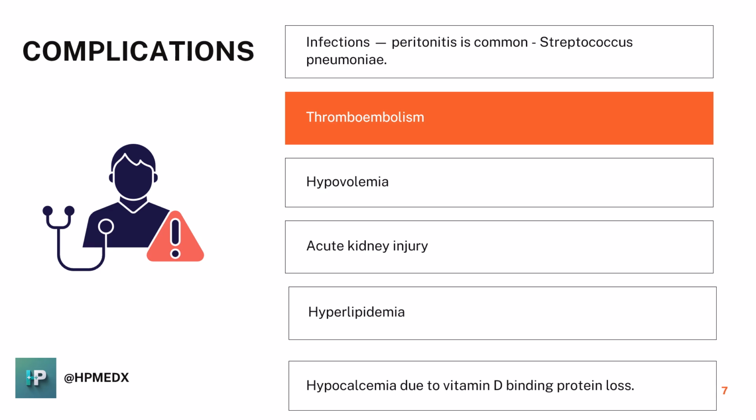And then complications. Here the infections are common, most commonly peritonitis, and most common organism is Streptococcus pneumoniae. And then thromboembolism. How does thromboembolism occur? It's because loss of anticoagulants causes a hypercoagulable state and leads to thromboembolism. And then hypovolemia. The hypovolemia is due to shift of the fluid. And then acute kidney injury, hyperlipidemia, and hypocalcemia. It is due to loss of vitamin D binding proteins.